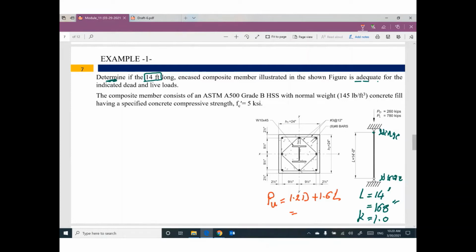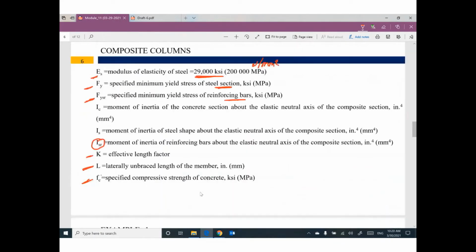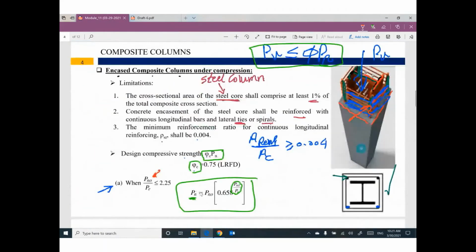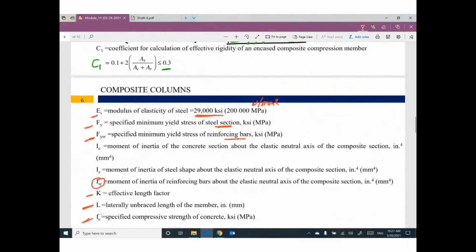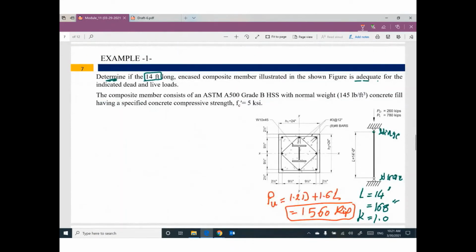1.2 times 260, plus 1.6 times 780. This value will be 1,560 kip. So the idea is easy. We need to make sure that P ultimate is smaller than phi Pn. If we can do this, it's okay, the column is safe. If this is not the case, the column will be unsafe. Let's start.